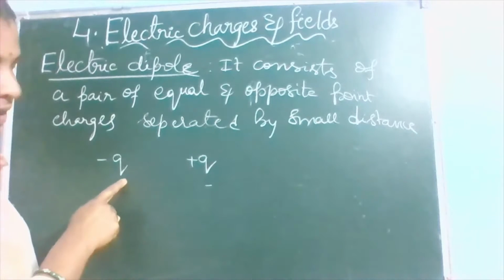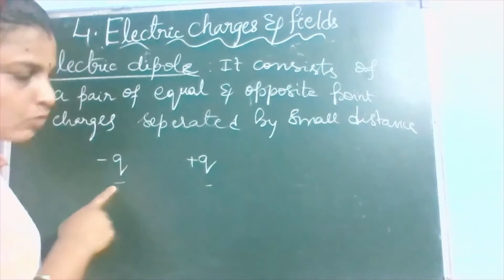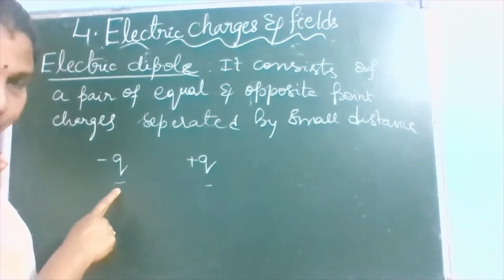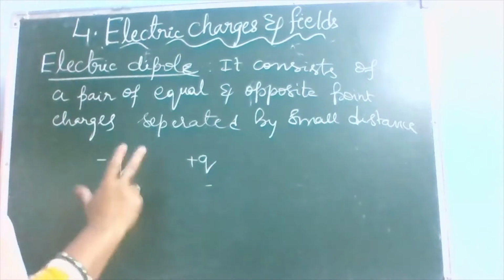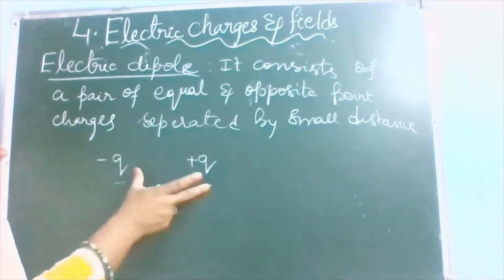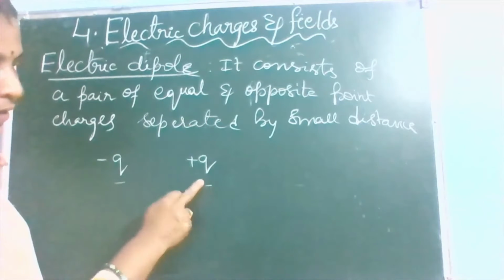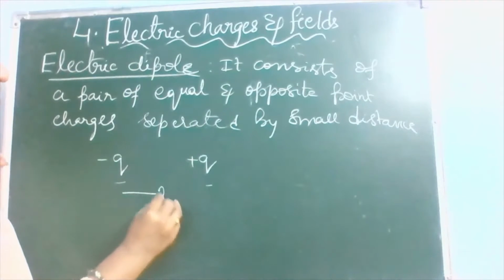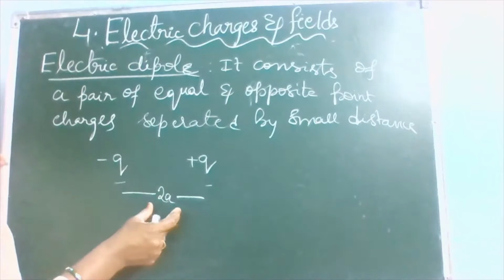Suppose one is minus 1 coulomb and the other is plus 1 coulomb. If one is minus 2 coulombs, the other will be plus 2 coulombs. So in magnitude these two are equal, but the charges are opposite, one negative and one positive, separated by a very small distance 2a.